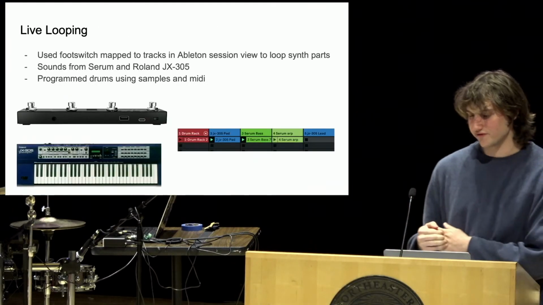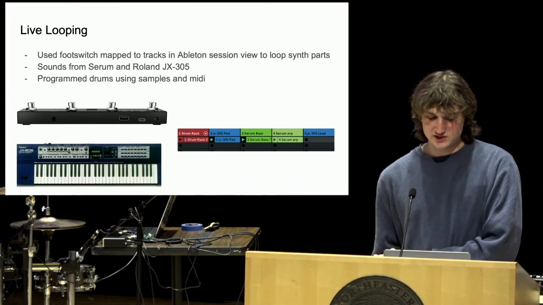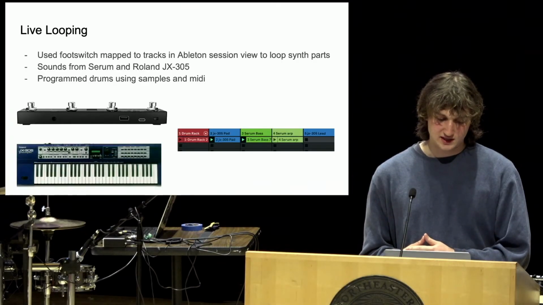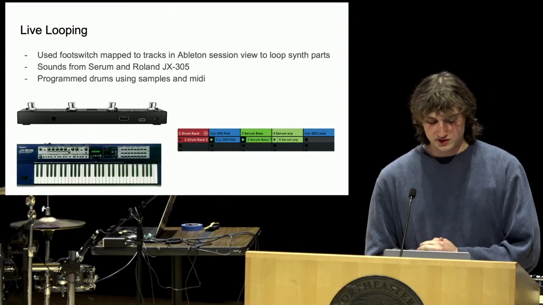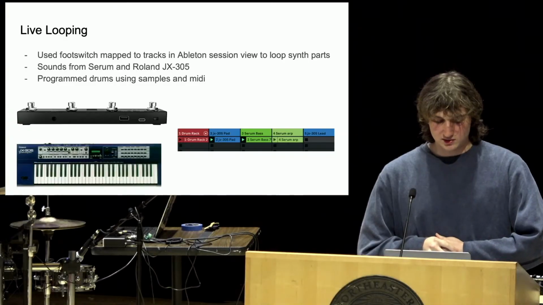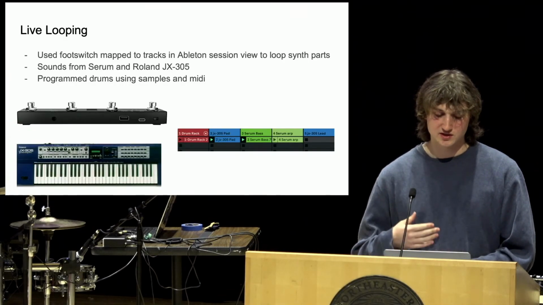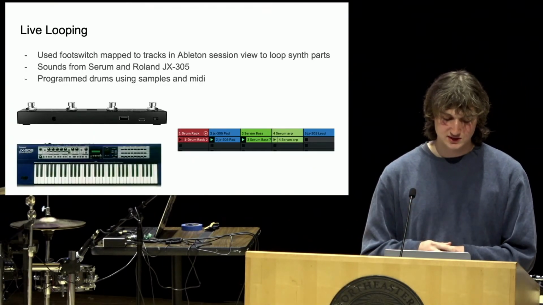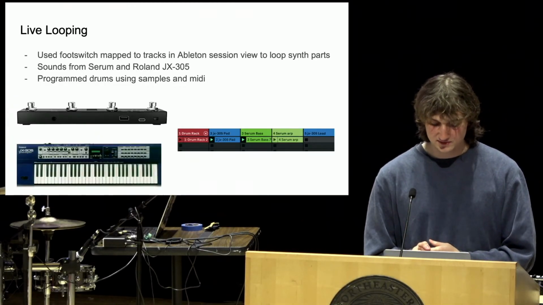The next part of my electronic music setup was live looping. I took inspiration from people who have done it in the past, like Flume and Grimes. So I used a MIDI foot switch along with Ableton Session View, which I hadn't really used before. The sounds I used for my composition came from Serum, which is a digital synthesizer, along with the Roland JX305, which I like because it's a bigger keyboard and it has some unique sounds on it.